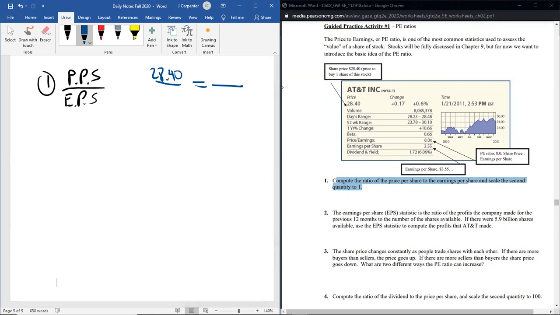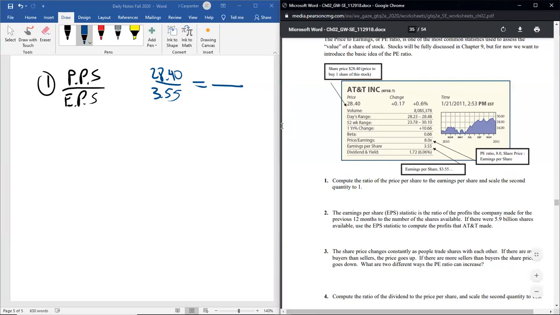The earnings per share, use your eyes. Oh, that's this, right? No, it's not that. Oh, it's this, right? It's the beta. It's definitely the beta. No, it's the thing that says, pay attention, earnings per share. Earnings per share, and that number is 3.55. How did I know what the price per share was? I used my eyes and I paid attention. How did I know what my earnings per share was? I used my eyes and I paid attention.